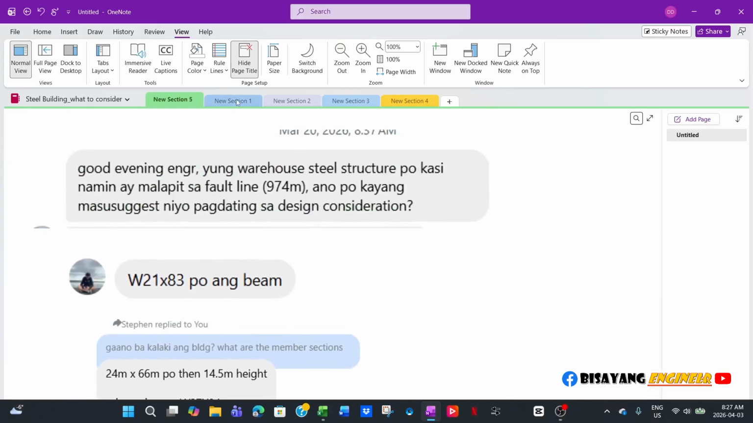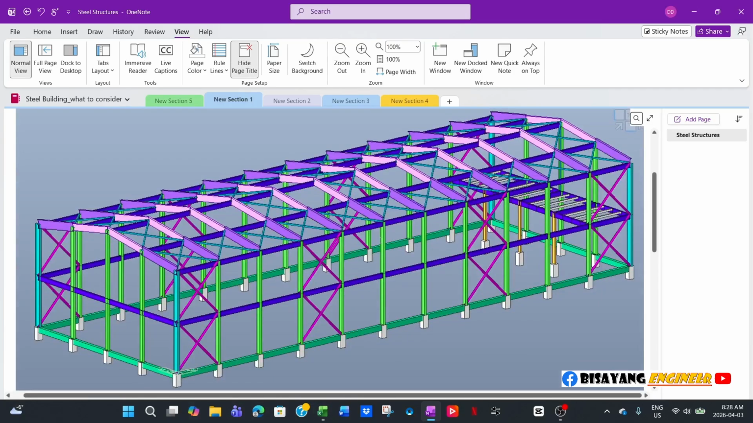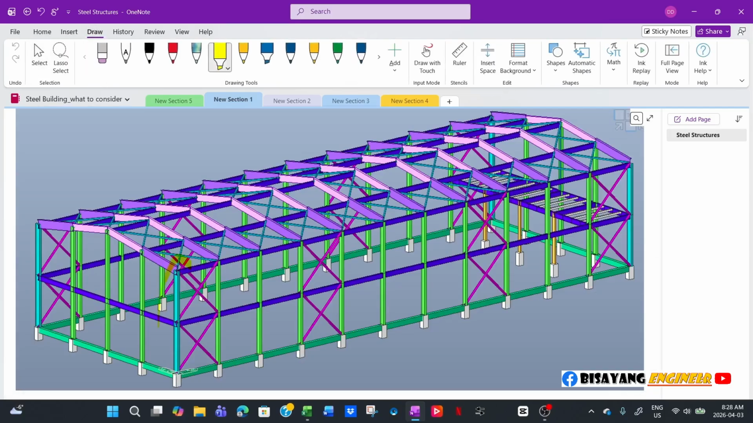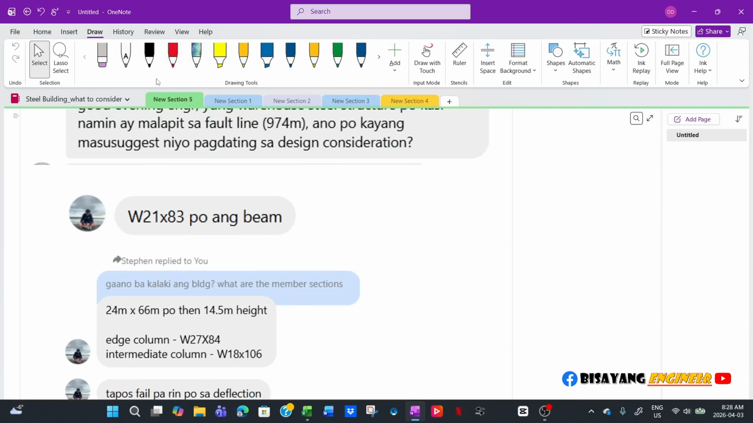So basically, this is the warehouse. He said this is a warehouse, so this is basically their final project, I assume a final project for graduation. So he said this one is W27 by 84, and then the intermediate columns are W18.